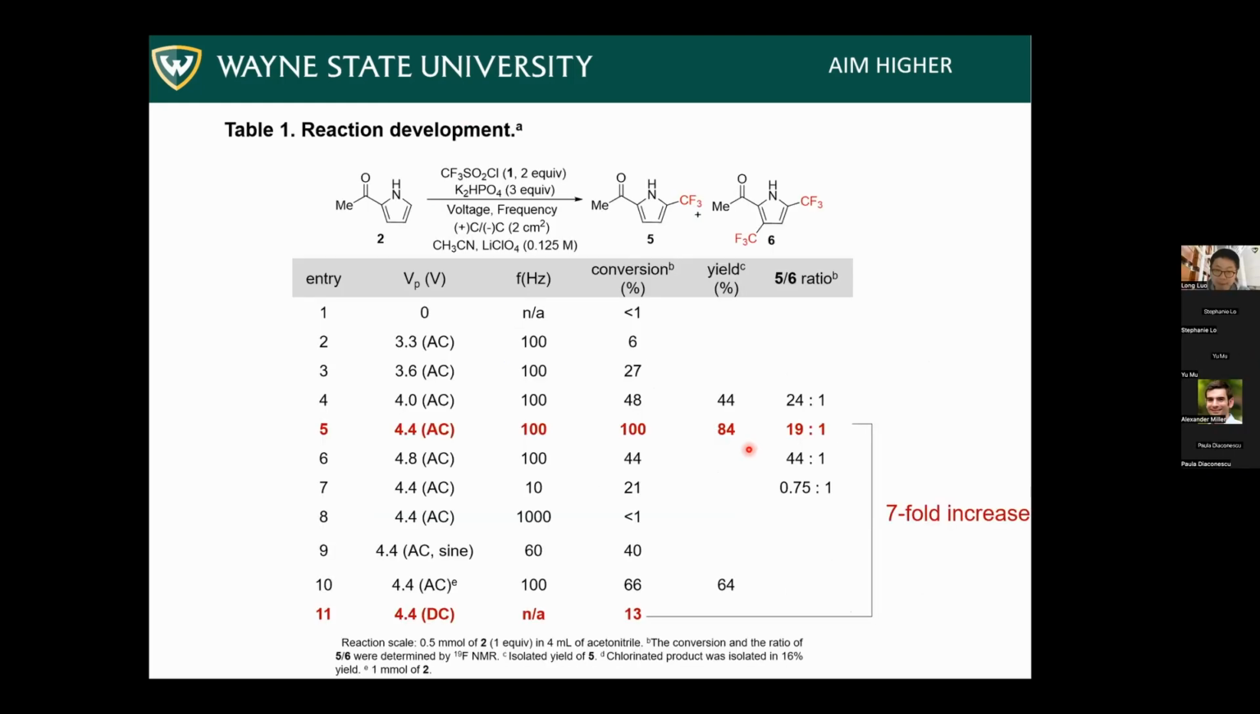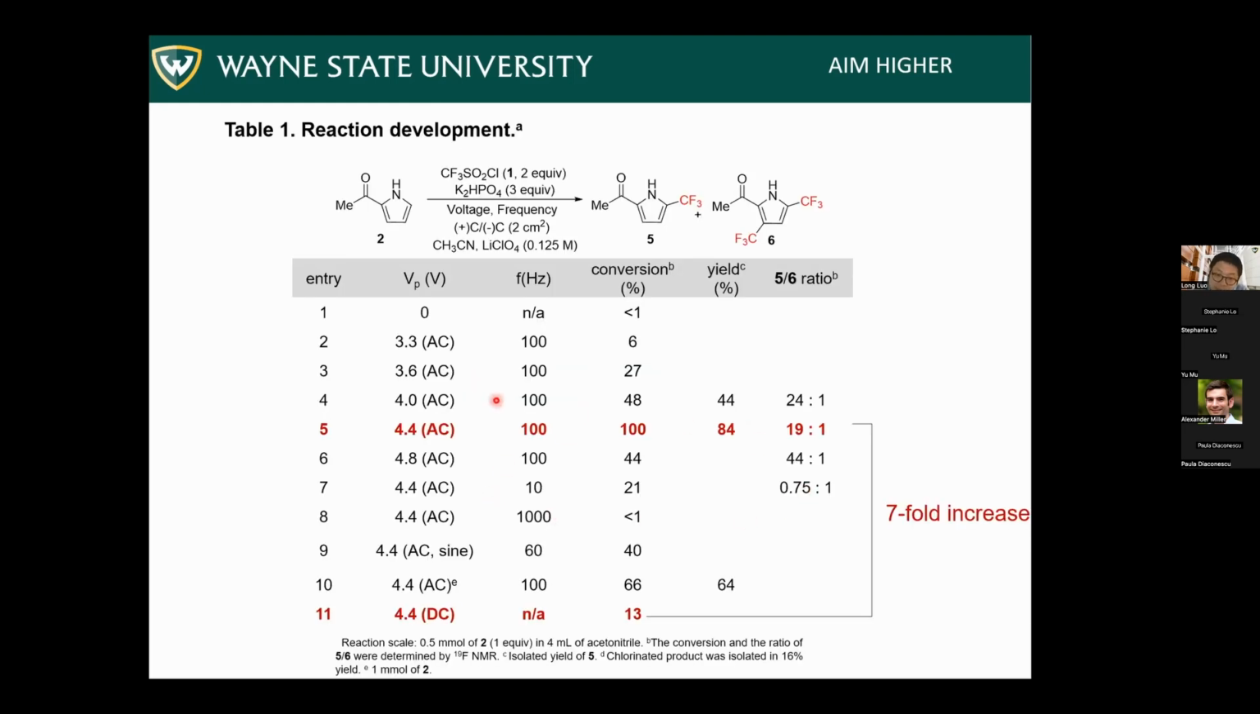So we tried it, and this is the result. This is the DC condition with a constant voltage, the paired electrolysis setup. We only get about 13% conversion. But when you apply the right voltage, 4.4 volts and 100 hertz, we get 100% conversion and 84% yield. Remember, the only thing we changed in this reaction is that we applied a frequency, so that we can capture the intermediate effectively without losing it during transport between electrodes.